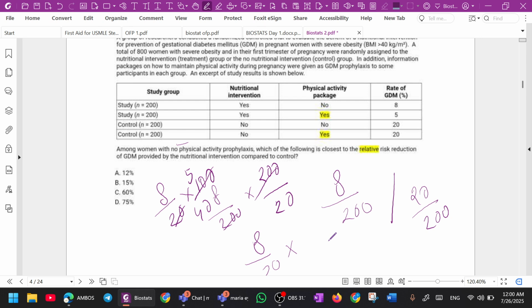Wait, 8 divided by 20 is 0.4. So 1 minus 0.4 equals 0.6, which is 60%. Okay, let's check. Oh yeah, it's right. It's 60%. I didn't calculate it like that, but I got 60% too. If you get it like that, that's perfect.